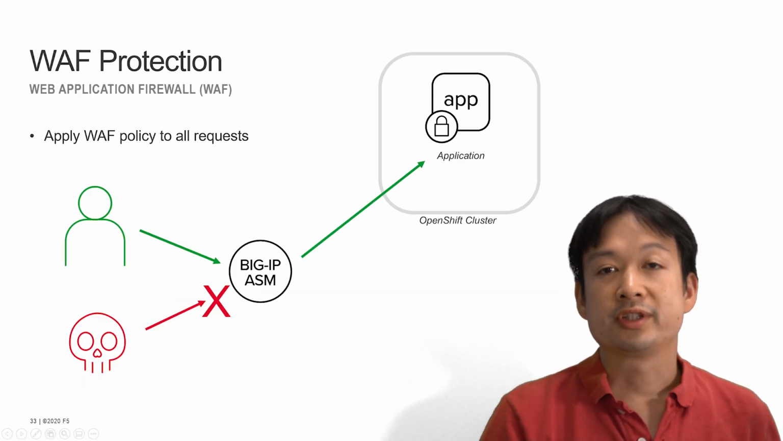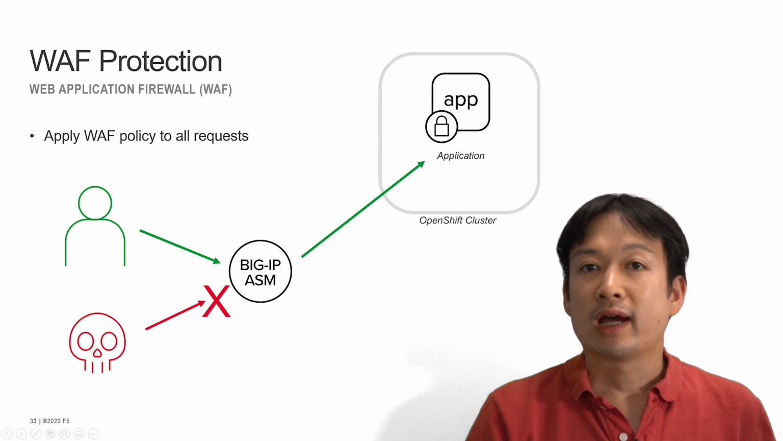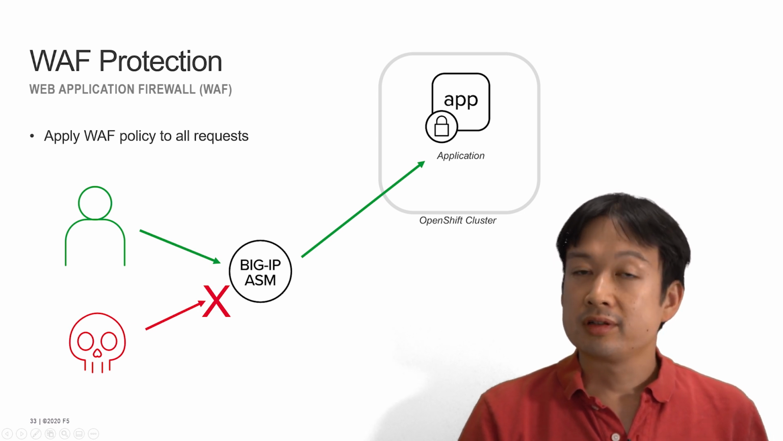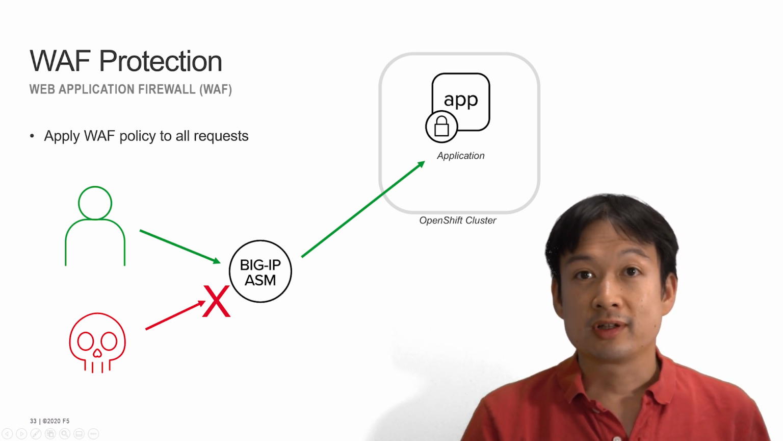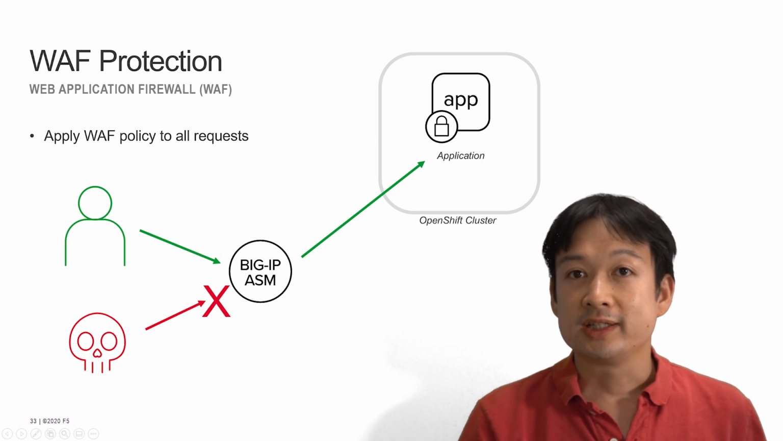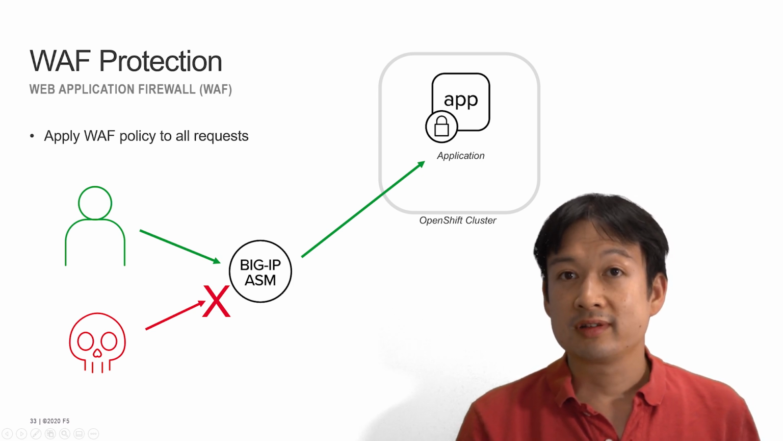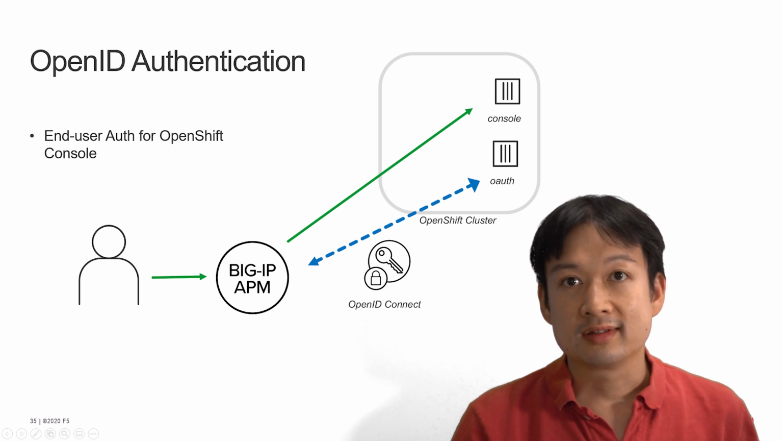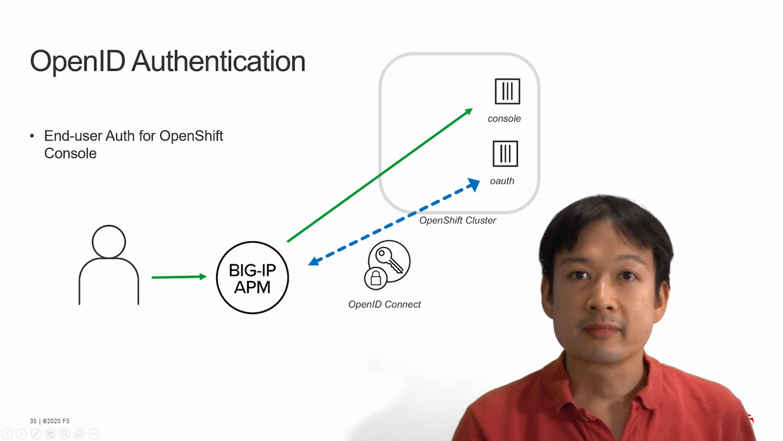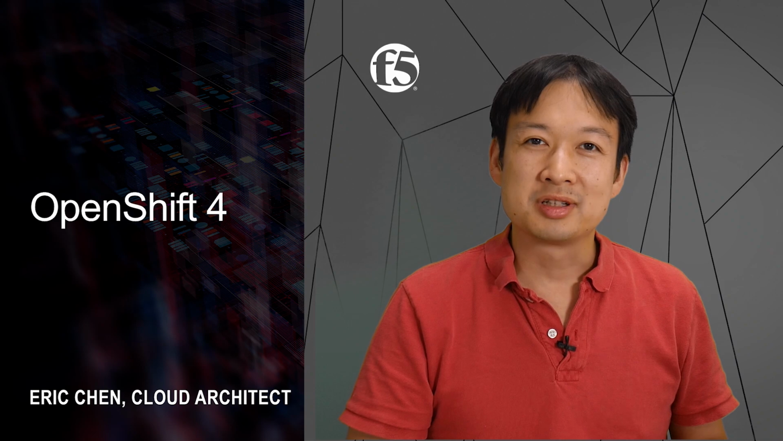The third option that we're going to talk about is how we can use security to secure an OpenShift environment, whether it's providing web application firewall services or identity services for an OpenShift cluster. So now, let's go look at these three options.